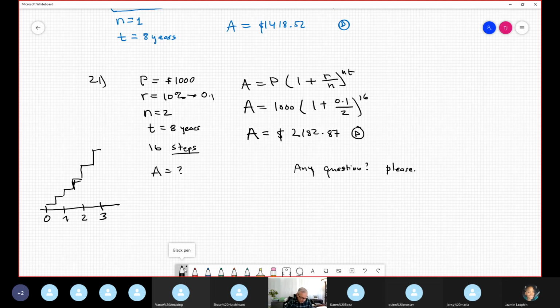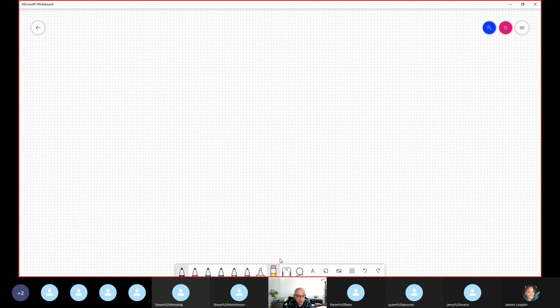22 is a word problem. Let me erase everything. 22 is no money anymore. Now it's another kind of problem. This is like maybe a biology problem or physics problem or chemistry problem that somehow involves an exponential or logarithmic function. In this case, it's about the rabbit.